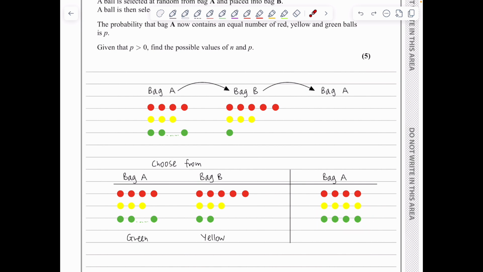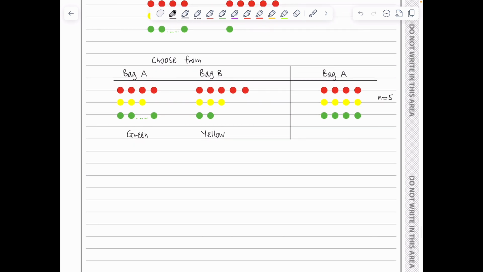And if we think about the process we just applied, we removed one of the green balls here. We never returned a green ball, so it must be the case that for us to end up with 4 green balls, we started with 5 initially. So this means that N is equal to 5, and I can use this to find the associated probability. So it's the probability of choosing a green one from bag A times the probability of choosing a yellow one from bag B, giving me the answer for P.